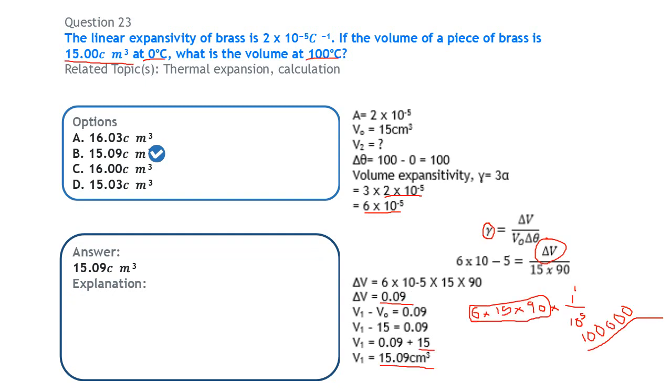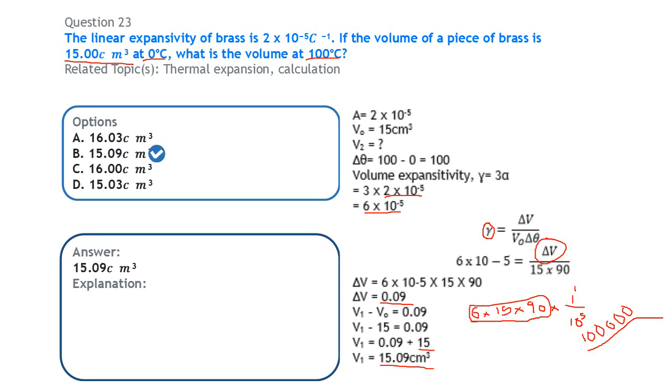Alright, so we are given the linear expansivity as 2 times 10 raised to the power minus 5, and we are given the initial volume, the volume at the original temperature. At this temperature, the volume was 15 centimeter cube. So let's say that is V naught. Now the question is, what is the volume at 100 degrees Celsius?